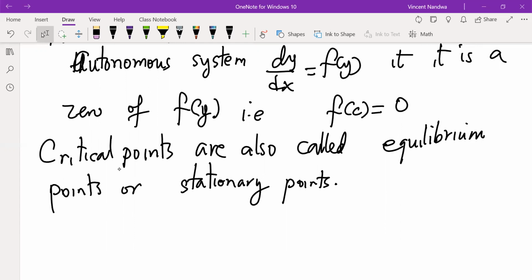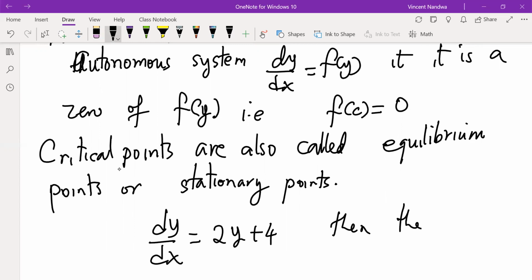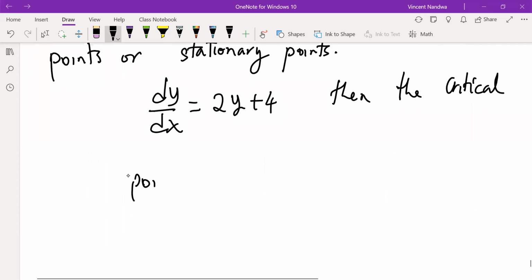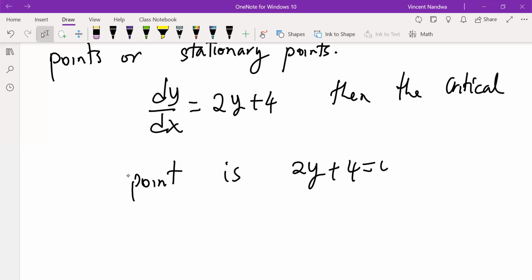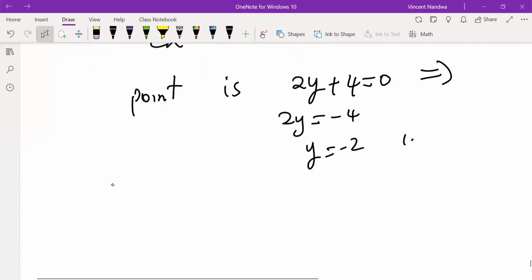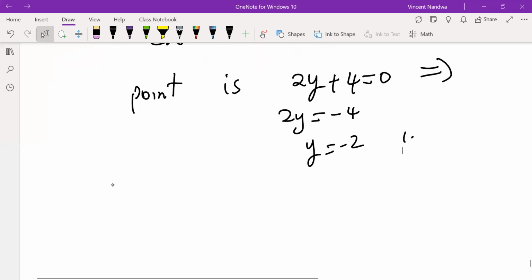Now, after defining the critical point, for instance, if we have dy/dx equals 2y plus 4, then the critical point is found by taking 2y plus 4 and setting it to 0. Which implies 2y equals minus 4, so y equals minus 2. Therefore, minus 2 is a critical point.